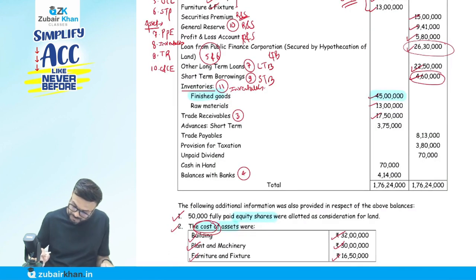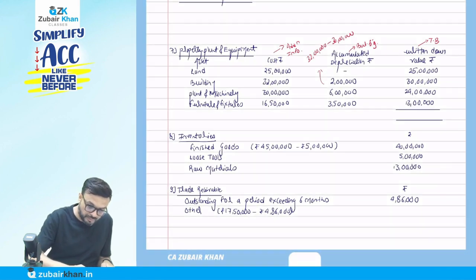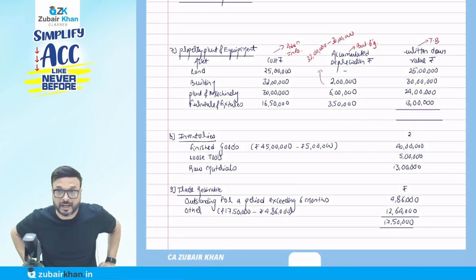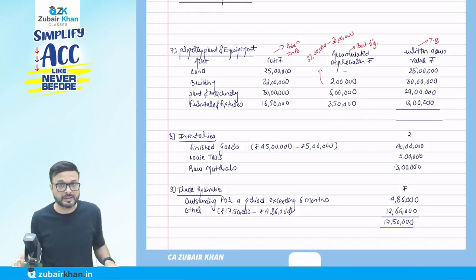17,50,000 minus 4,86,000. That is coming how much here? 12,64,000. Total is going to come same, 17,50,000. Okay, we'll write it down in balance sheet later on. How much it is coming? 17,50,000. Simple it is.